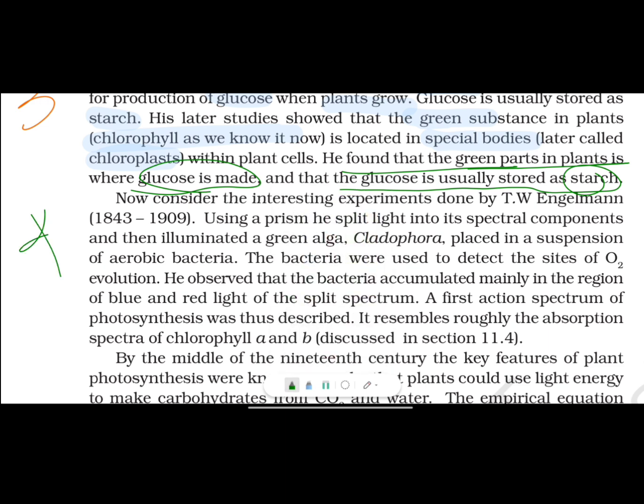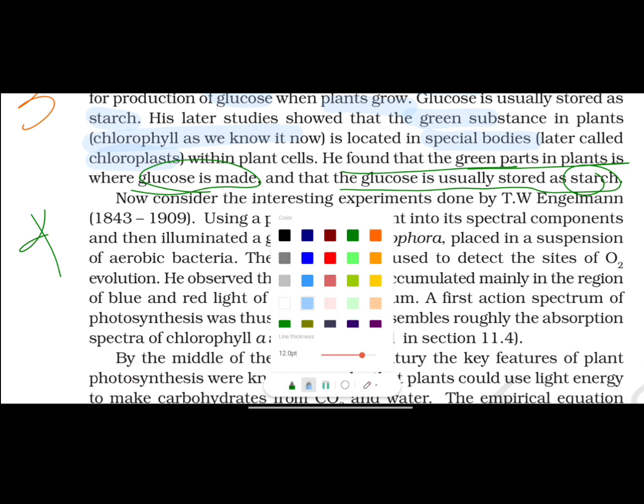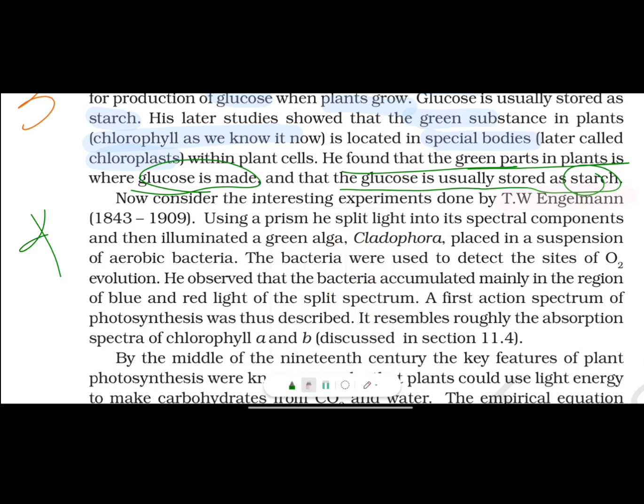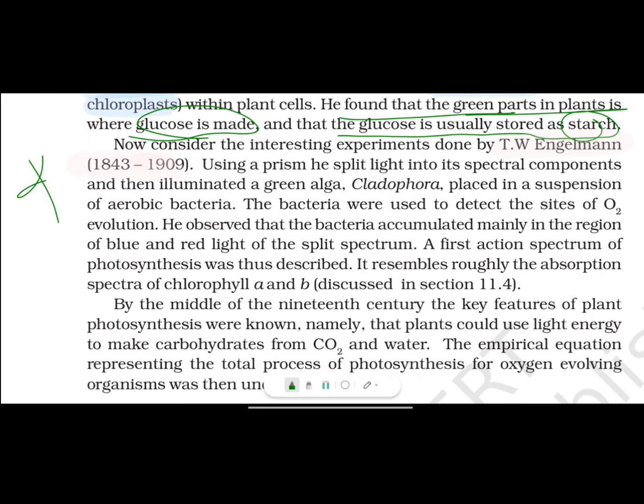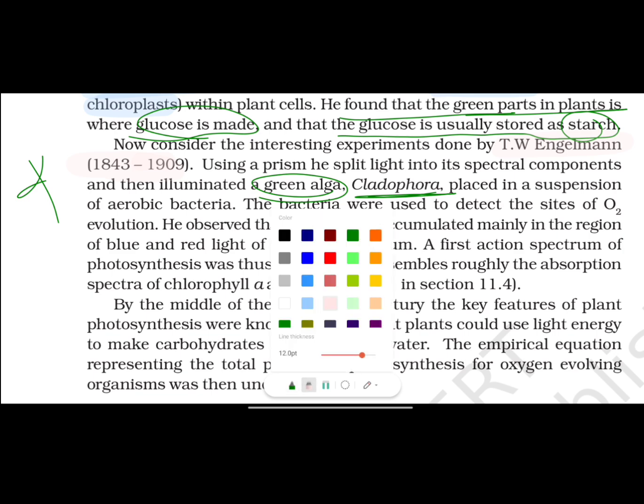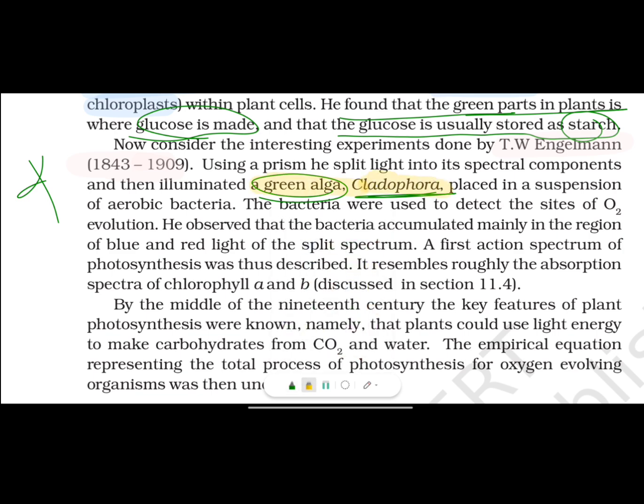The scientist's name here is T.W. Engelmann, 1843 to 1909. Using a prism, he split light into its spectral components and then illuminated a green alga. This is a very important question: which alga? Cladophora. Green alga, Cladophora, T.W. Engelmann.